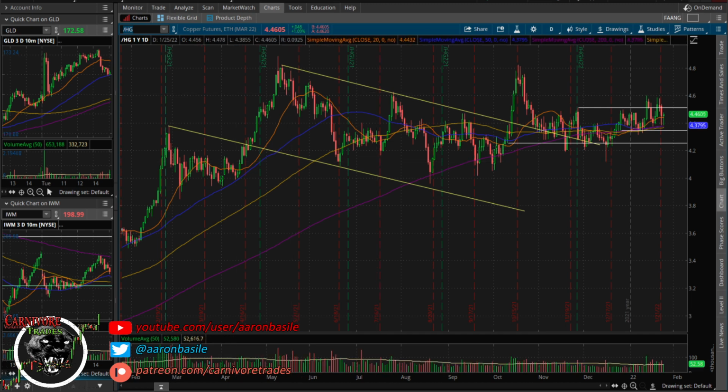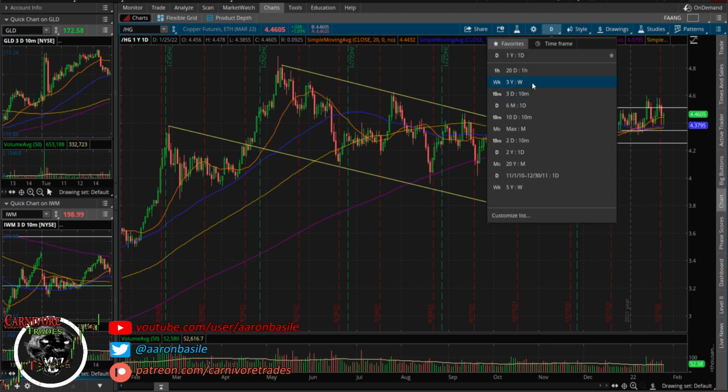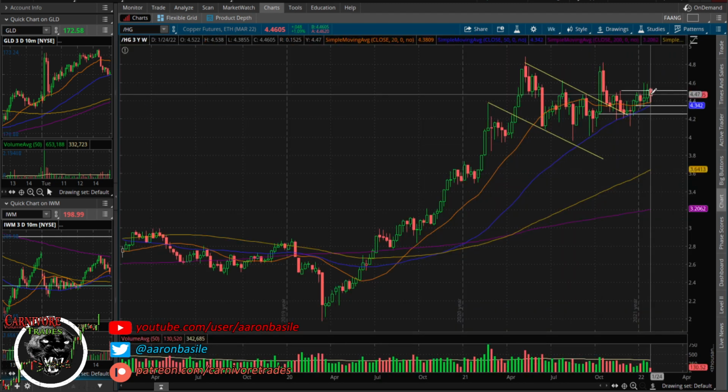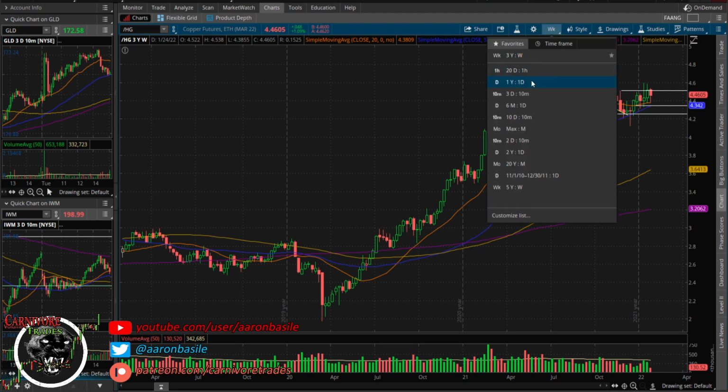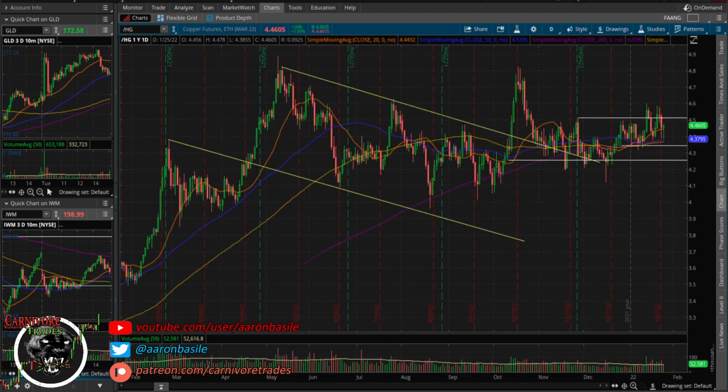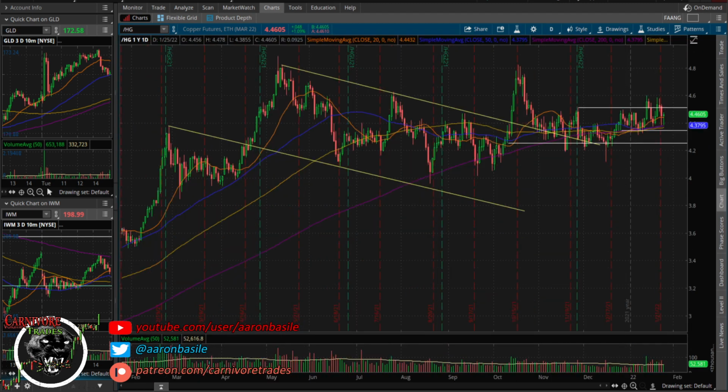You want to see copper be able to get through that, and you want to see it close above that. I mean, it did close above that on a weekly basis. I believe we got through that last week, didn't we? Yeah, so we closed above that last week on a weekly basis, and copper's still unable to follow through with that breakout. So not the best look there for copper. I'd like to see it really get going here sometime soon.